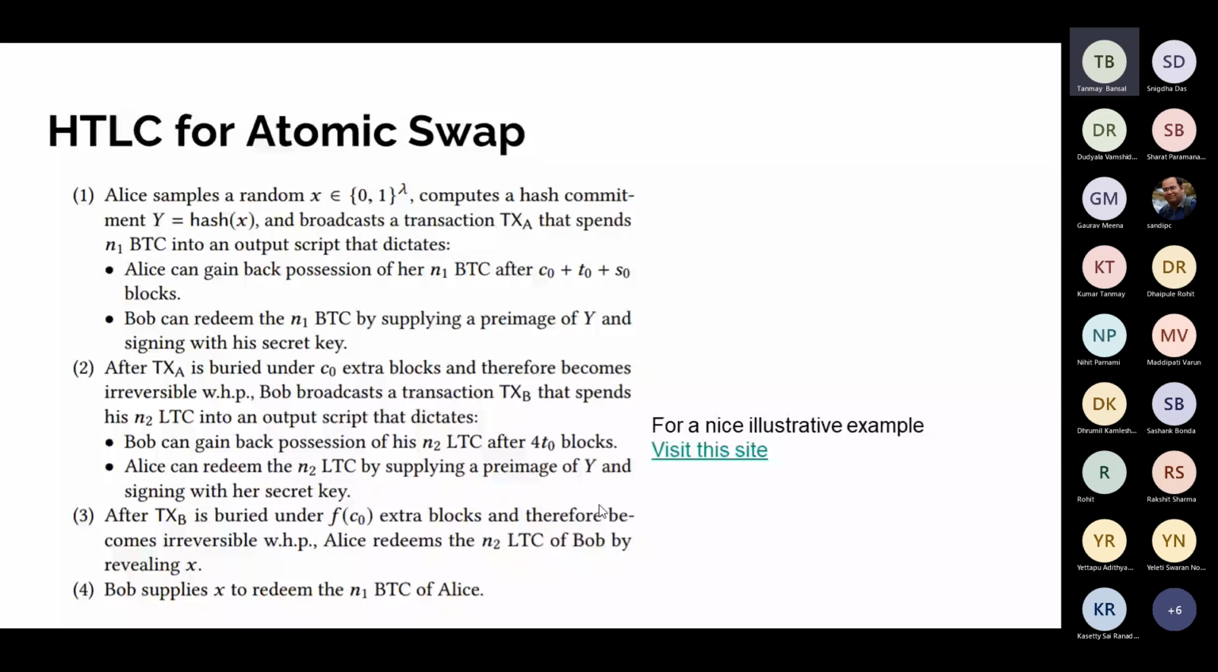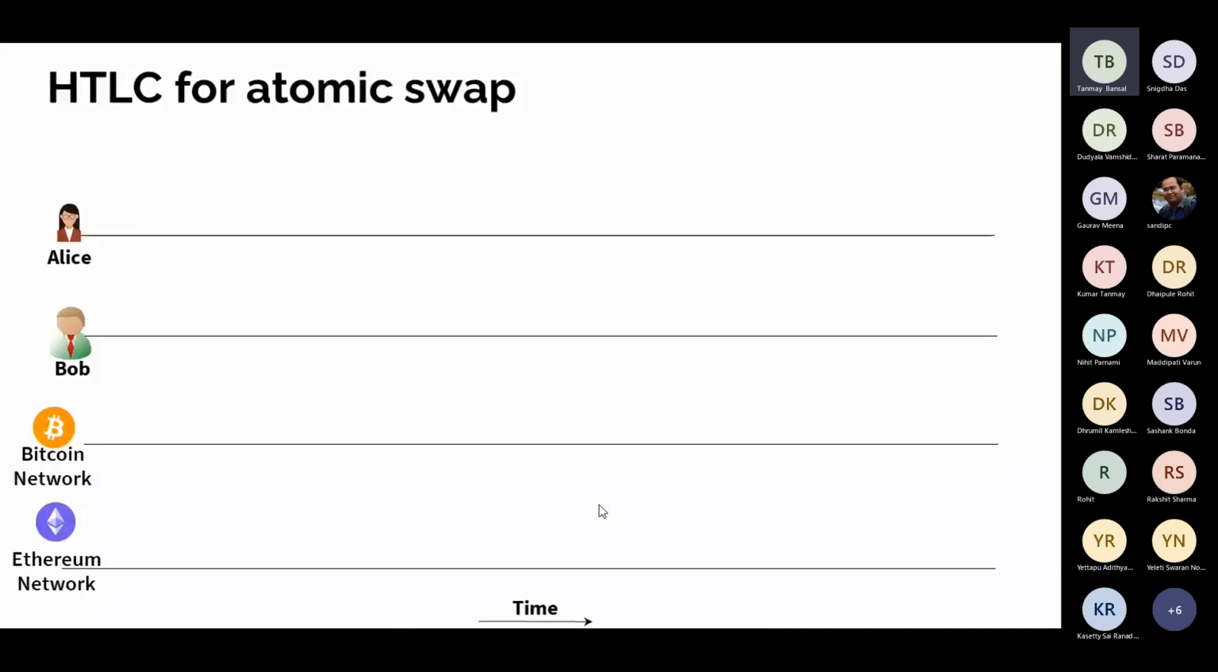What Alice would simply do is not reveal her key. If Alice does not reveal her key, then Bob will not be able to claim, and Bob's transaction will time out, and Bob will get back his N2 LTC. After that, Alice's transaction will also time out, and Alice will get back her N1 BTC. That is how both the hash lock and the time lock are used together in hash time lock contracts. We see this through this example, which is a nice pictorial representation.